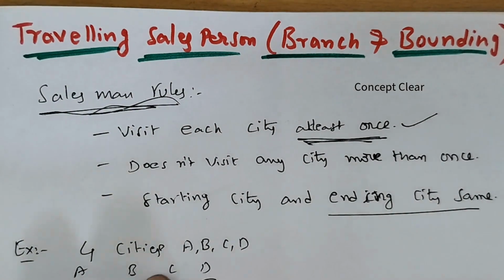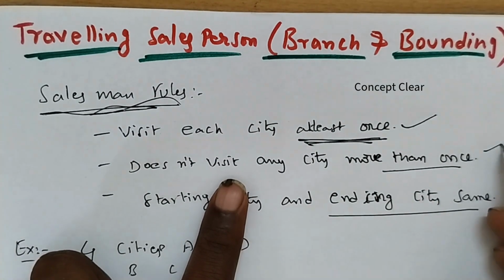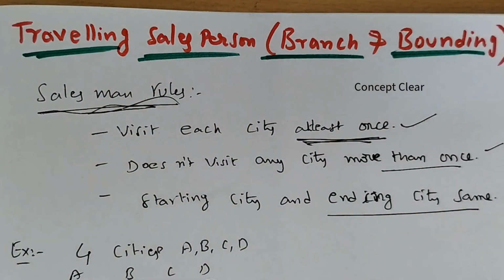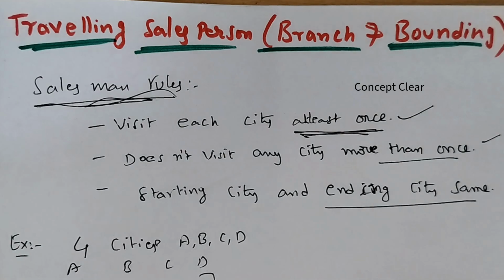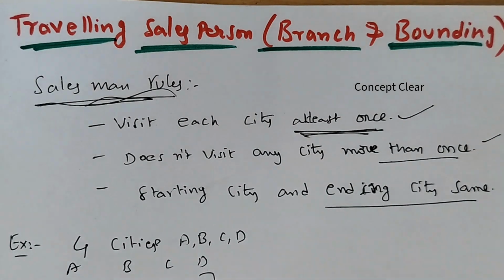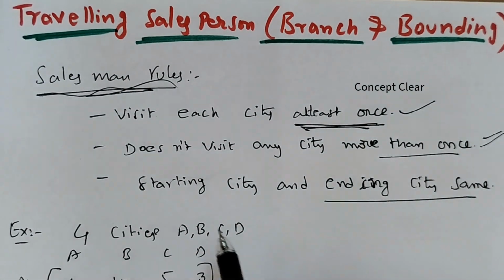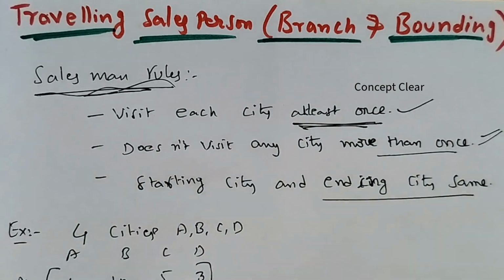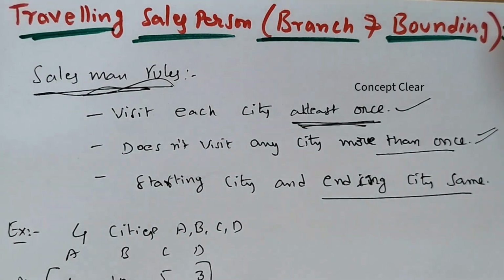The traveling salesperson has to visit each and every city at least one time, and he does not visit any city more than once. He has to visit for business purposes only one time. When you go to a city on business, you have to complete the entire task in the first attempt only. If you visit again and again, the cost will increase. And the next rule is that the starting city and ending city should be the same.